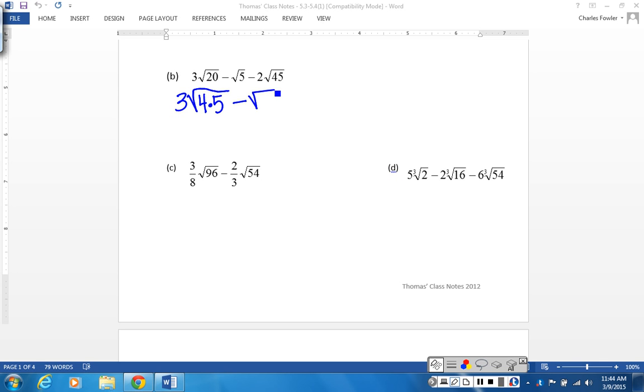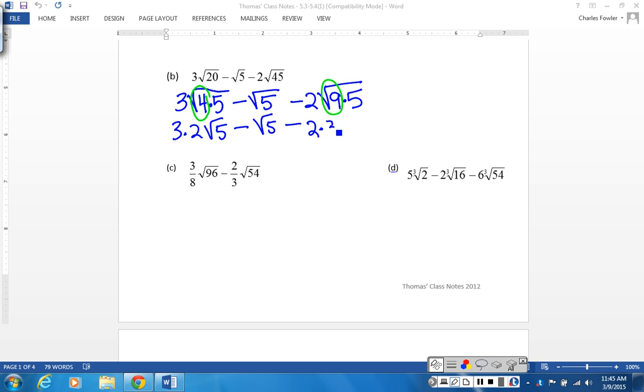Minus, can't break down radical 5, so it stays as radical 5. Minus 2 times radical 45. Now 45 has a perfect square factor, which is 9. So 9 times 5 is 45. Now let's break it down. Square root of 4 is 2. So 2 will be taken out of the radical. We can't do anything with radical 5 since it's already in its simplified form. But as you can see here, square root of 9 is 3. So you can take out a 3.